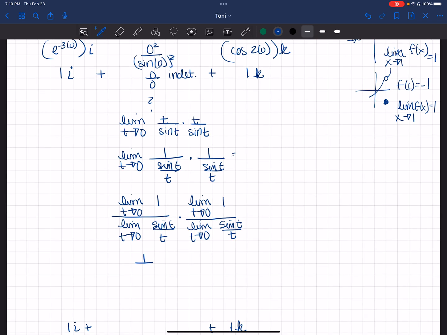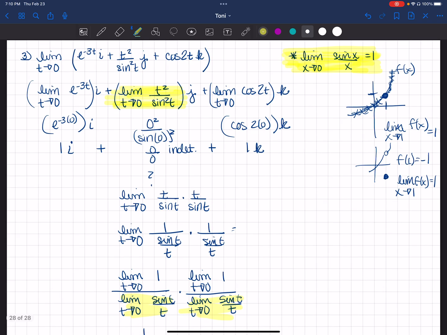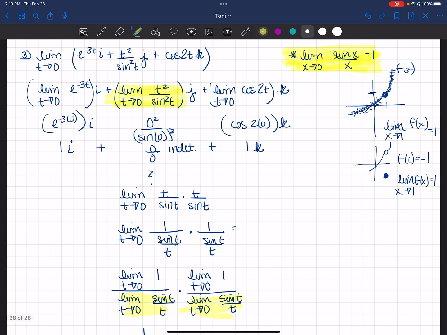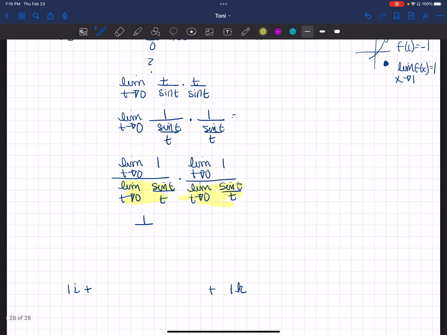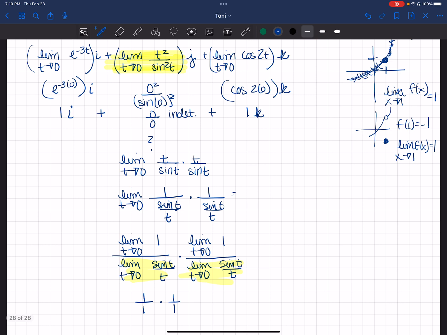And then I know this is really what I had written up here at the top, sine x over x. The limit as x approaches 0 of sine x over x really equals 1. So these little yellow bottom parts are really just 1 times 1 over 1. And of course, all that's times j, right? Your little vector going on there.